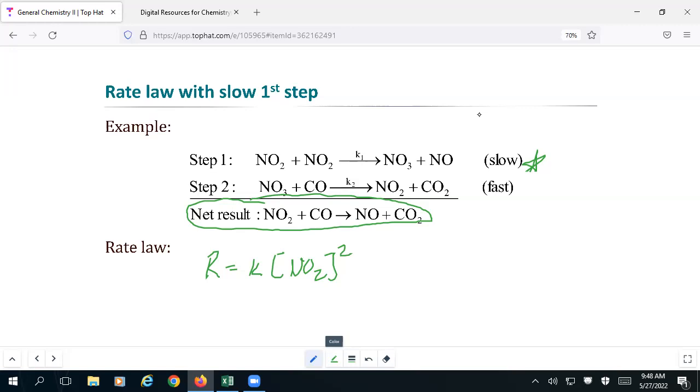What are some other things that we can pick out of this? Well, we can also pick out NO3, nitrogen trioxide, which is formed in one step and disposed of in another. That by definition is an intermediate.